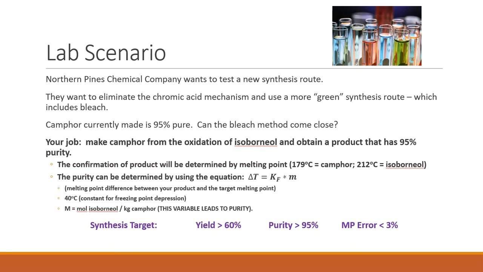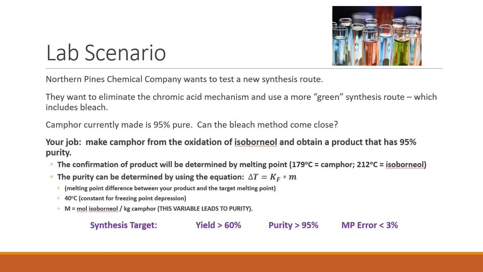So your job: make camphor from the oxidation of isoborneol and obtain a product that's 95% pure. The confirmation of the product will be determined by melting point. So camphor should be melting at 179. The isoborneol should be melting at 212.